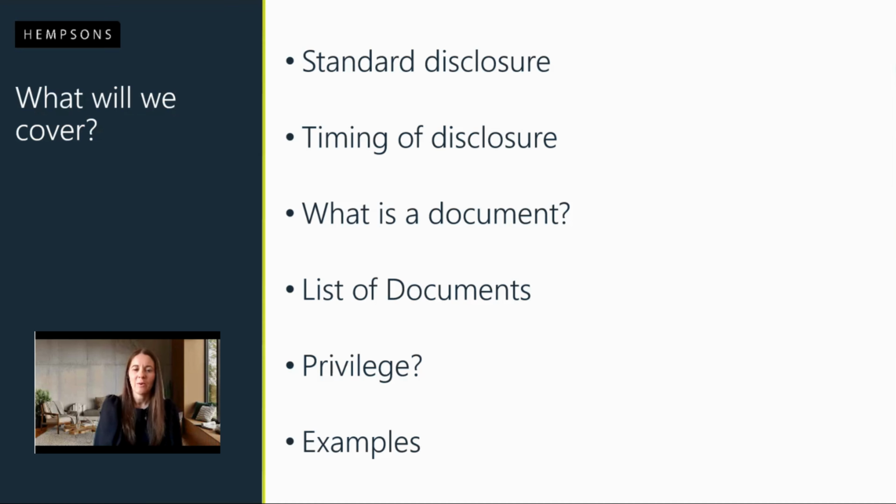So what are we going to cover today then? We're going to look at standard disclosure, so what it is and what has to be disclosed, the timing of disclosure, so when we should be disclosing documents and what exactly counts as a document. We're also then going to explain about lists of documents and what they need to include, and consider what documents are privileged and therefore don't need to be disclosed.